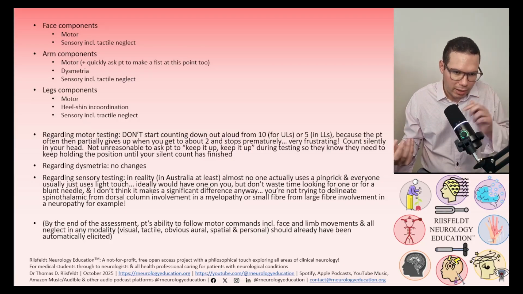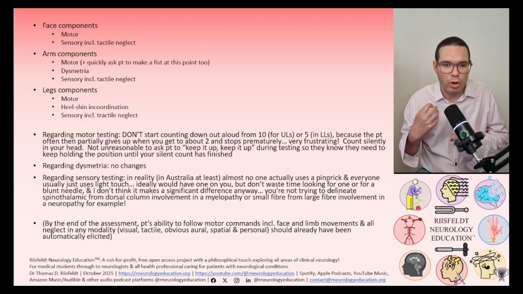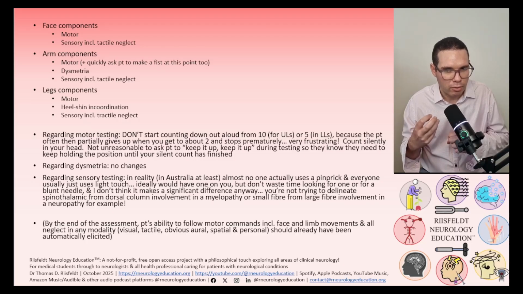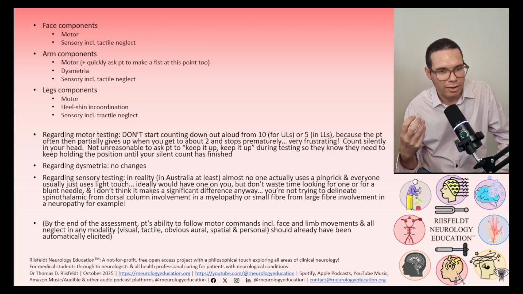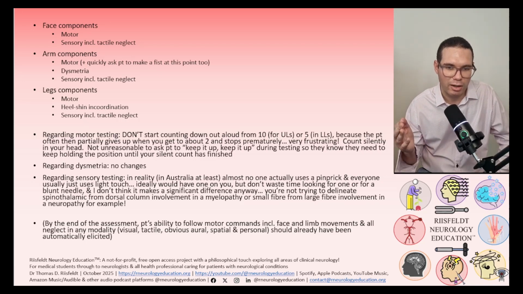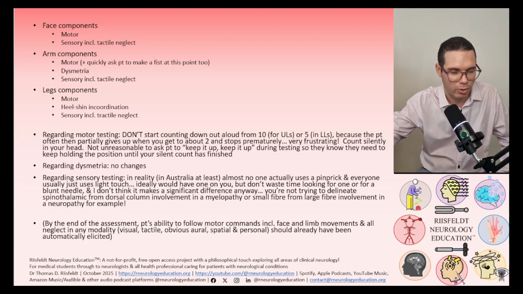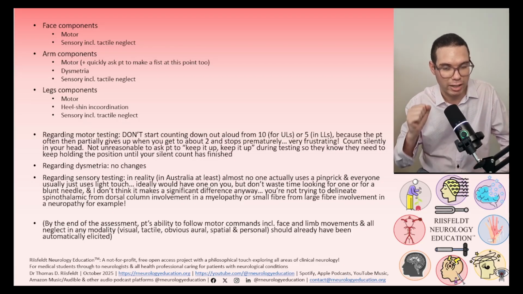So what other tips would I have here? Regarding motor testing, the one thing I'll say is I really would recommend against verbally counting down aloud from 10 in the upper limbs or from 5 in the lower limbs. And the reason I wouldn't do this is because the patient hears you counting, and what happens all the time, in my experience, is when you get close to the end, but you're not quite at the end yet, so maybe when you get to 2, the patient then loses their enthusiasm and they start to drift just before you get to 0. That is really frustrating, and it happens all the time.